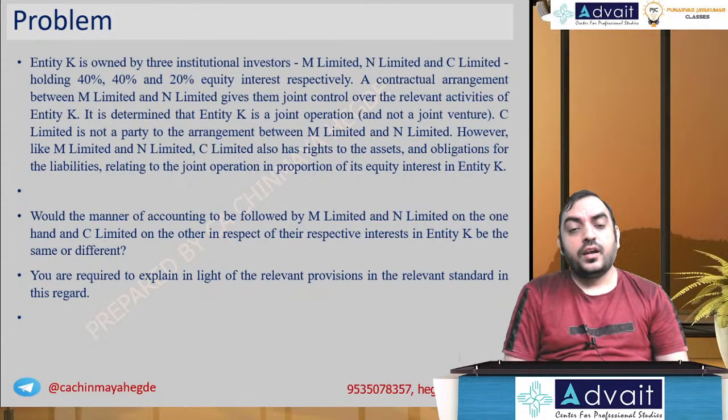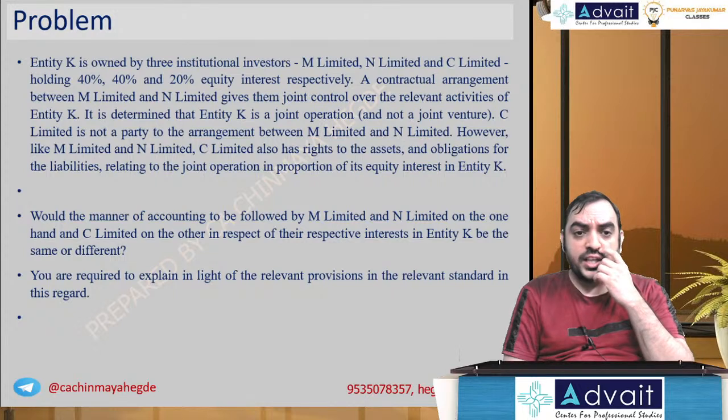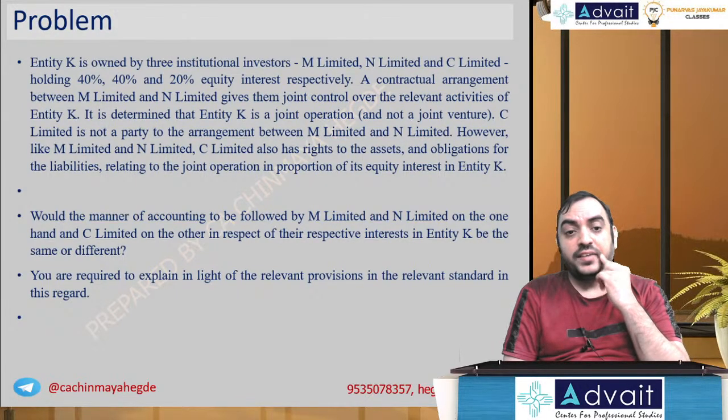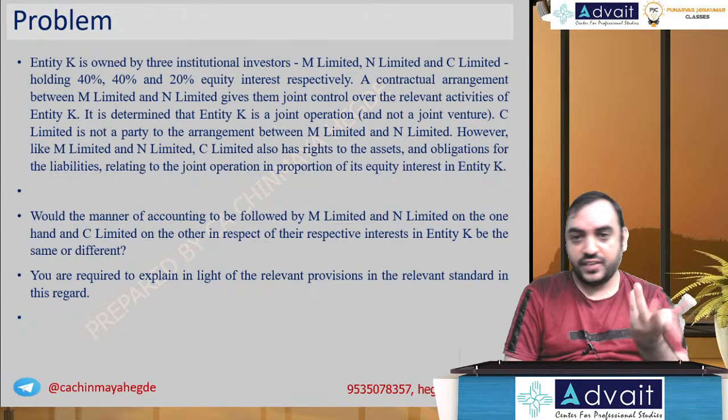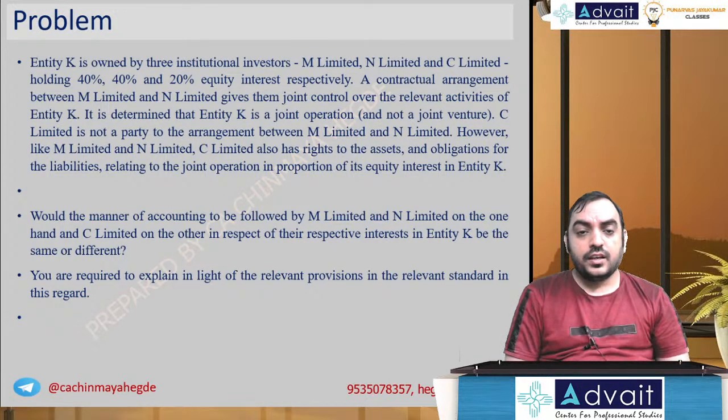Okay, next one. Entity K is owned by three institutional investors, M, N and C, holding 40, 40, 20 respectively. A contractual arrangement between M Limited and N Limited gives them joint control over the relevant activities of Entity K. Okay, they have given it straight away. It is determined that Entity K is a joint operation and not a joint venture.